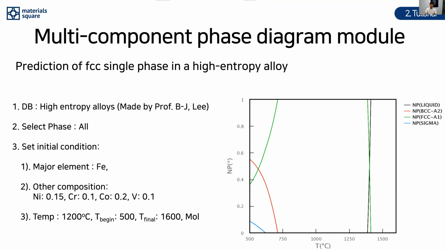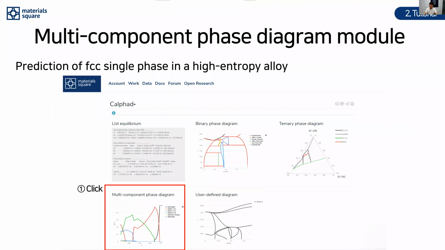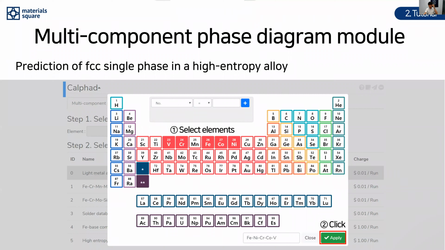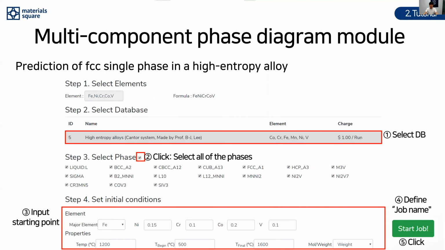Let's start the tutorial of this module. We will get a multi-component phase diagram of high entropy alloy. Please click the multi-component phase diagram module. We should select alloy element, so please click this part. Then please select 5 types of atom: vanadium, chrome, iron, cobalt, nickel. If you select atoms, please click this one. Then please select the following database and click this one to select all phases.